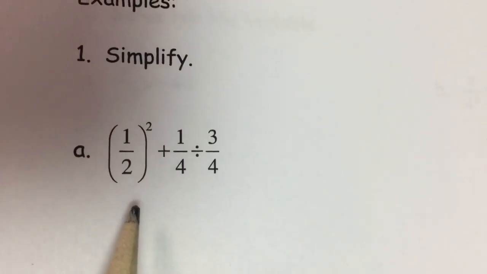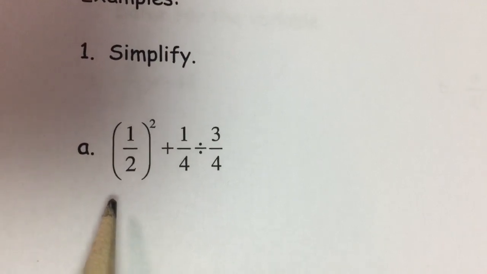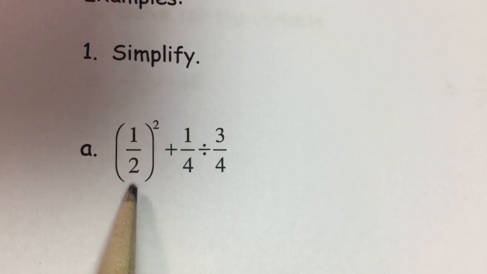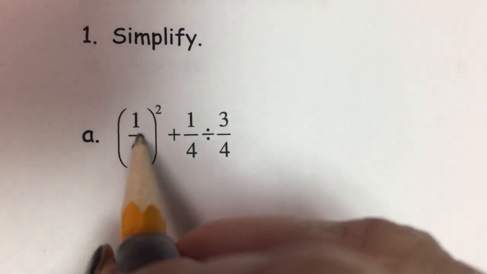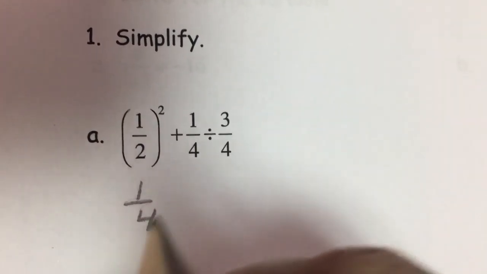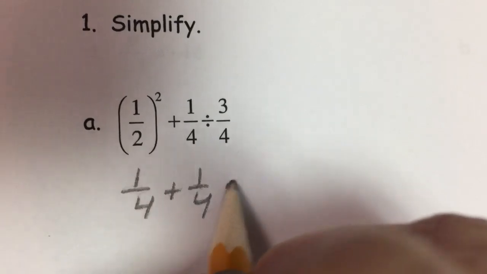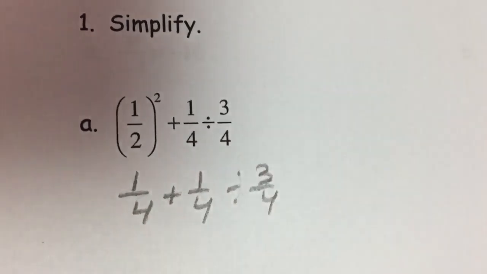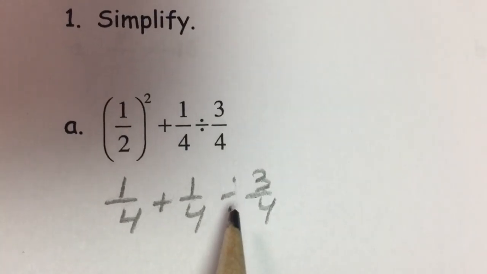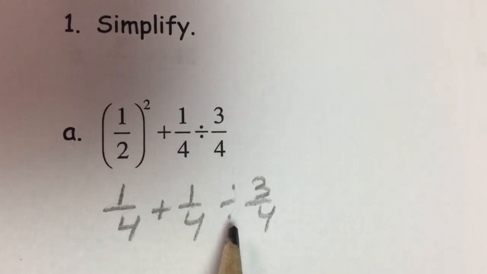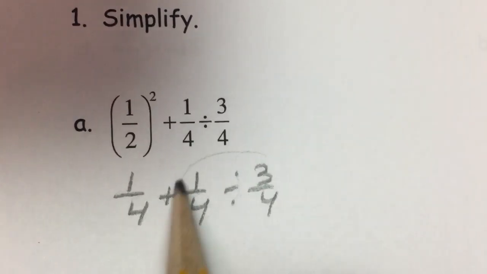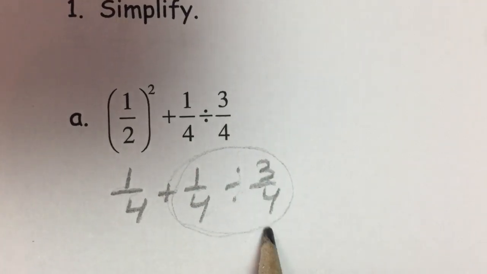We used GEMS, G-E-M-S. So there's no grouping symbols here, but there is an exponent. So the first thing we have to do is the exponent. And if you do this exponent, 1/2 squared is 1/2 times 1/2, or 1/4. Okay, now we have addition and division. Remember, in our order of operations, any multiplication or division comes before addition. So that means I have to do this problem here next.